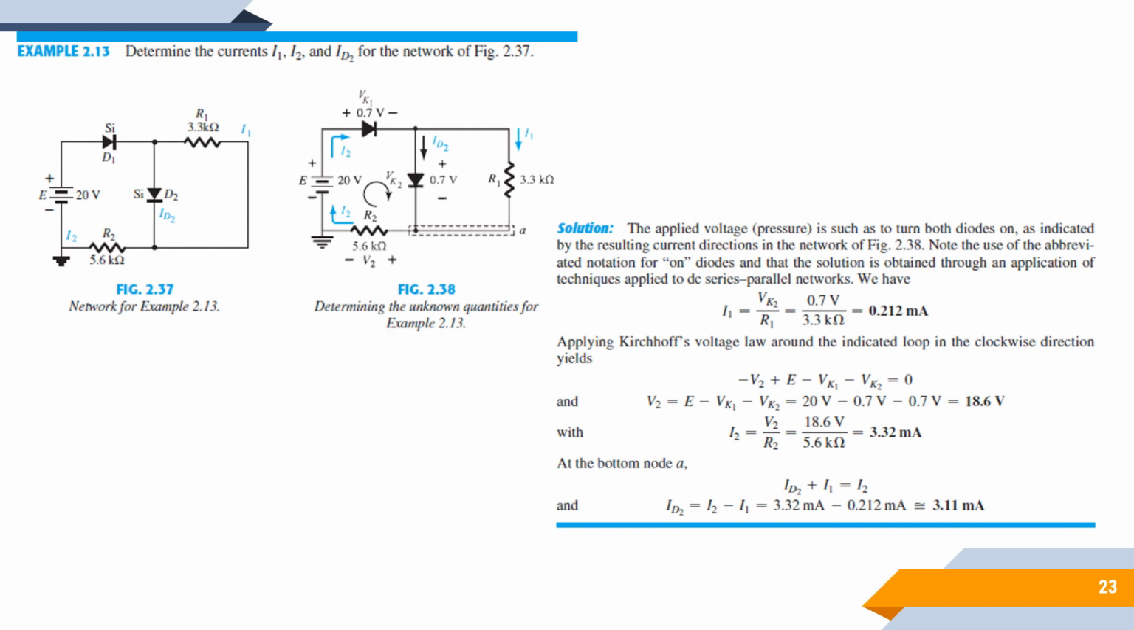So, para makuha naman na natin yung ID2, I2 minus I1 lang siya. So, I2 minus I1 is equals to 3.32 milliampere minus 0.212 milliampere ay magkakaroon tayo ng ID2 of 3.11 milliampere.